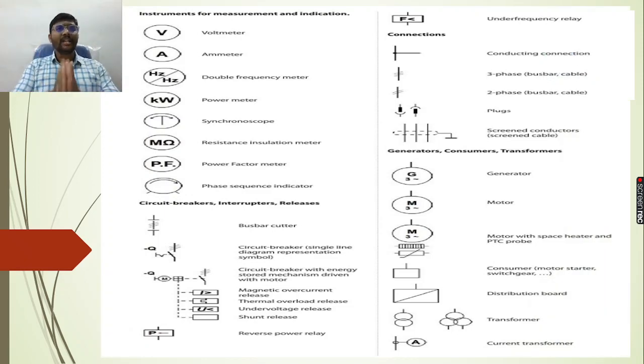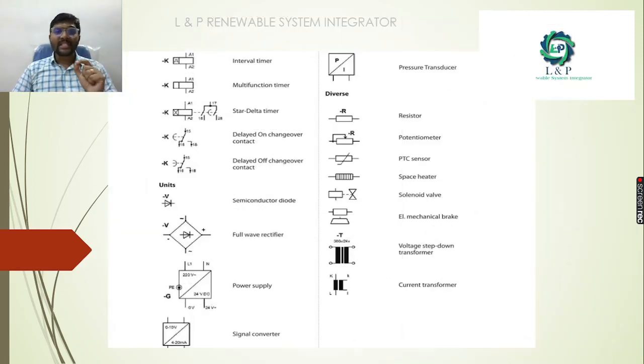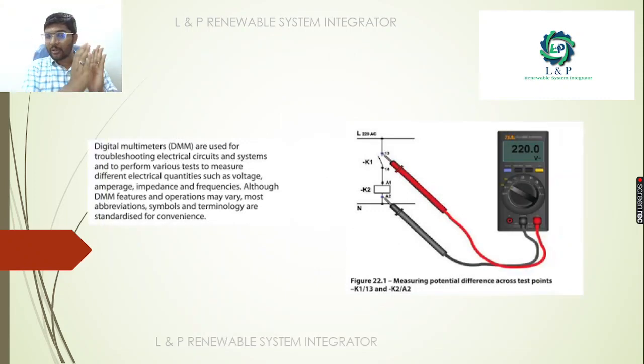In our discussions, we might be using many symbols, short forms, and abbreviations to represent the instruments for measurement and indication, circuit breakers, connections, generators, transformers, fuses, protection and monitoring relays, switches, relays and contactors, units and others. So if you have any doubt, please refer.